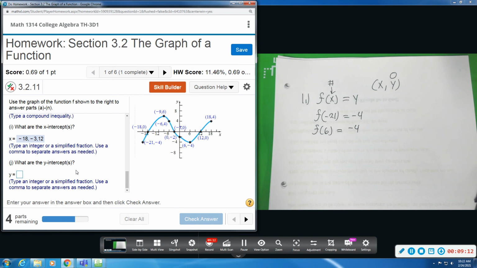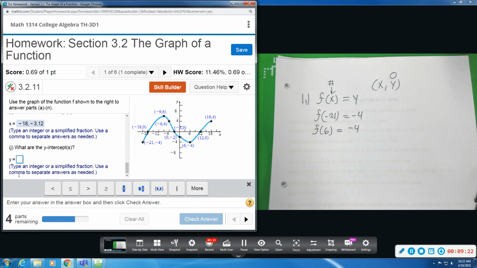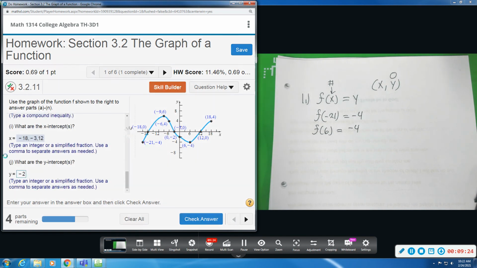What are the y-intercepts? So where does this graph cross the y-axis? Right here. So here now x is 0. We get a y value of negative 2. So just one y-intercept, negative 2.